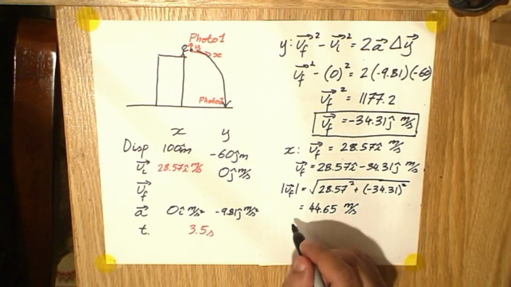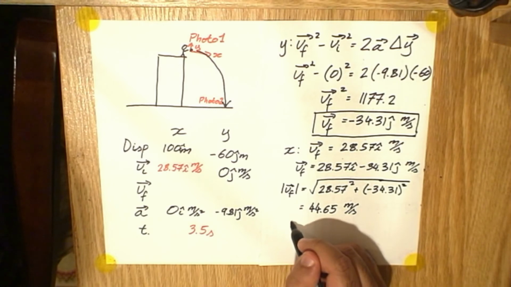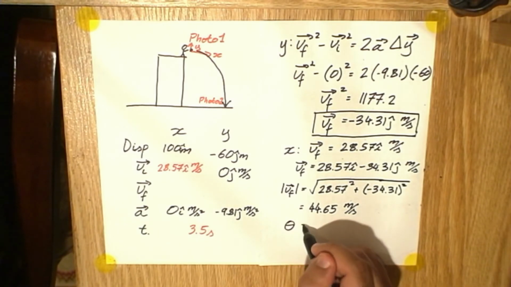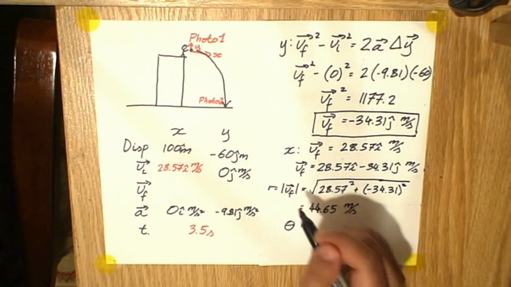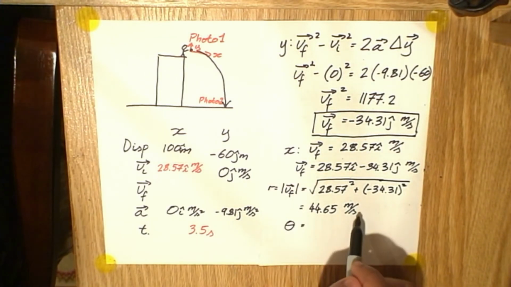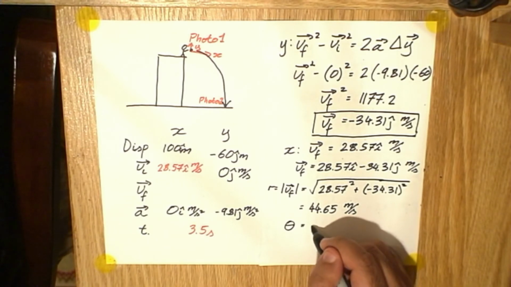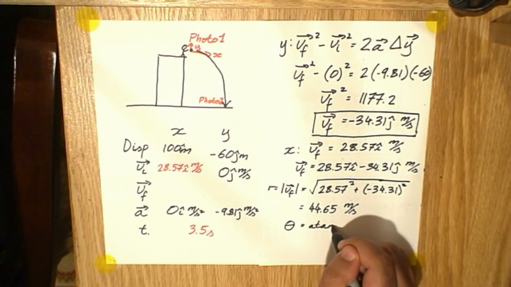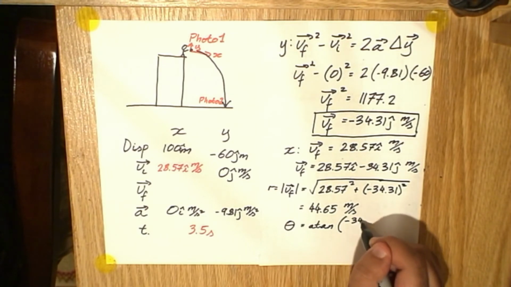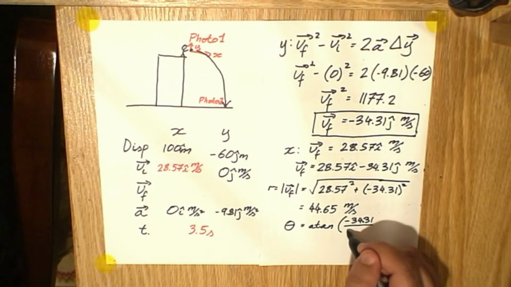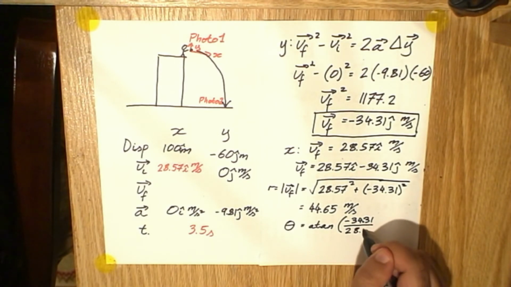Then that also leaves the direction to be solved for. So the direction, that's theta, is going to be given by, so this would be the r in polar, this would be the size of the vector, and the theta would be given by the arctangent of y over x. So y, negative 34.31 over x, 28.57.